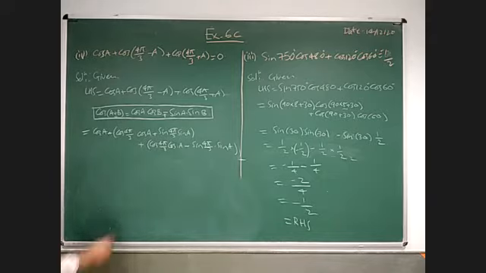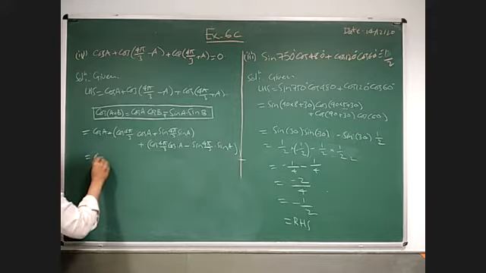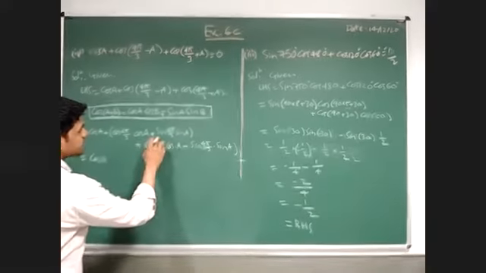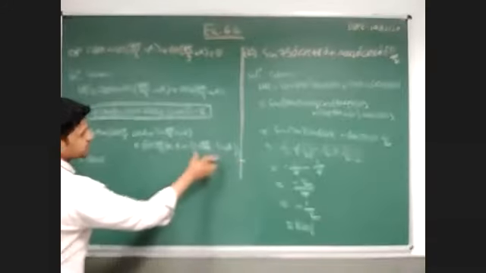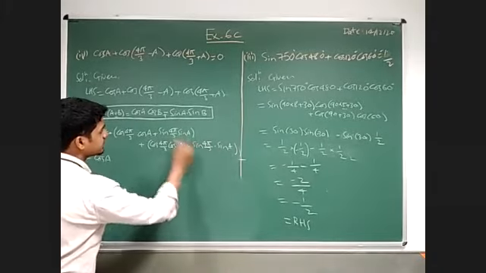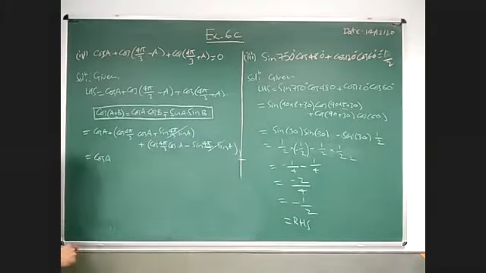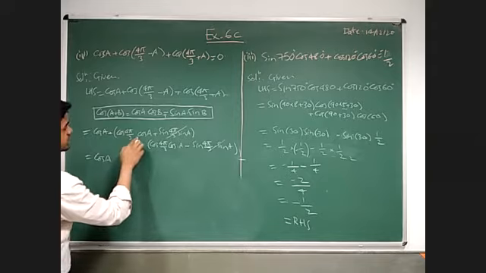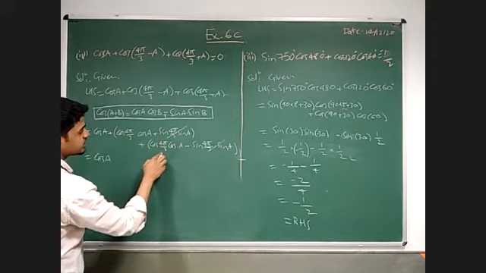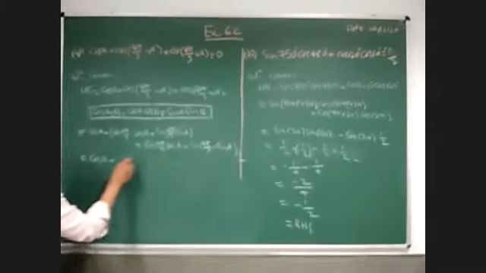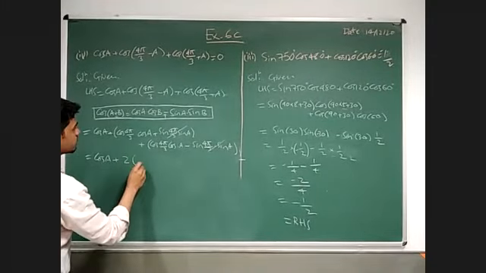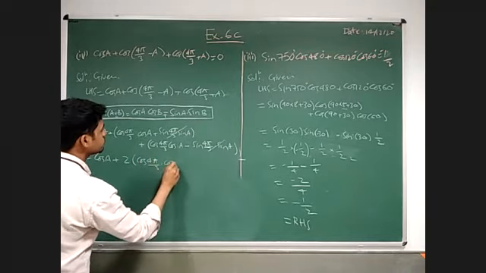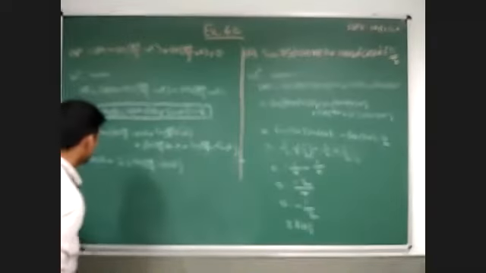Now see here, cos A, I'm just going to open the bracket. Here sine 4 pi by 3 into sine A and sine 4 pi by 3 into sine A, these terms will get cancelled because the sign is opposite. So cos 4 pi by 3 into cos A and cos 4 pi by 3 into cos A, this is 2 times, 2 times cos 4 pi by 3 into cos A.